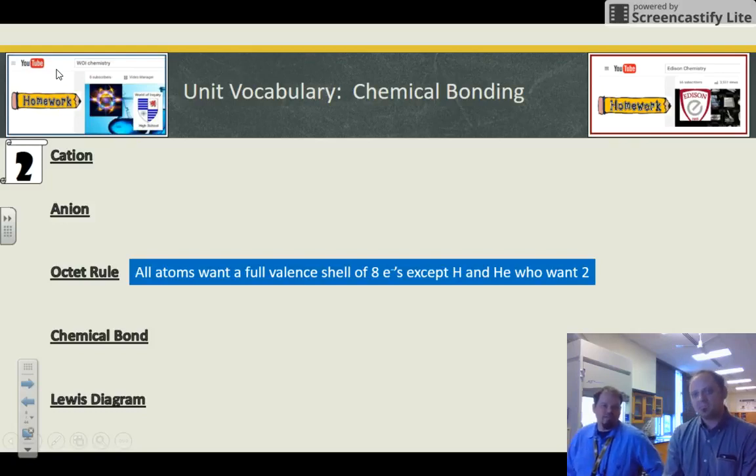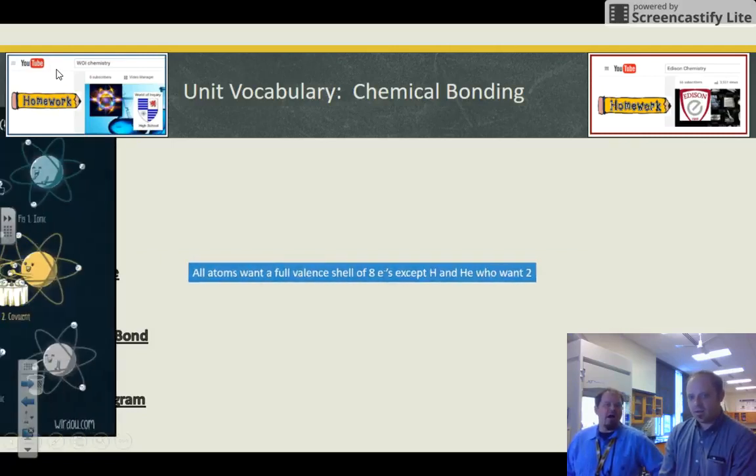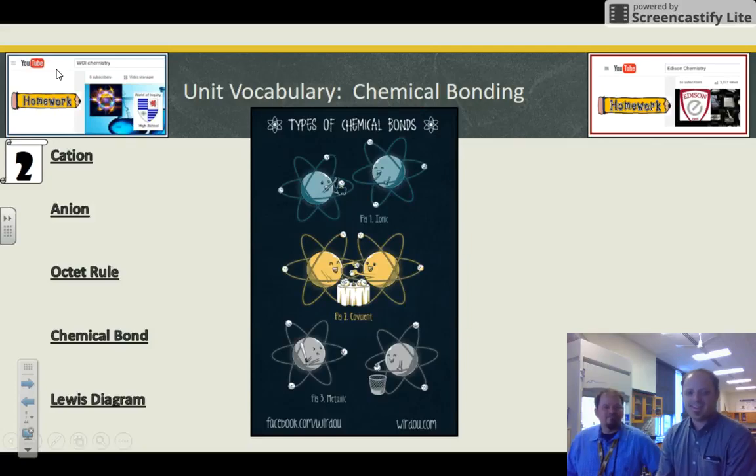The only exception is hydrogen, which is only going to have 2. We'll find helium doesn't do much bonding at all. It wants 2 too, but it's already got its 2. So we'll find hydrogen will have a duet. Everybody else wants that octet.